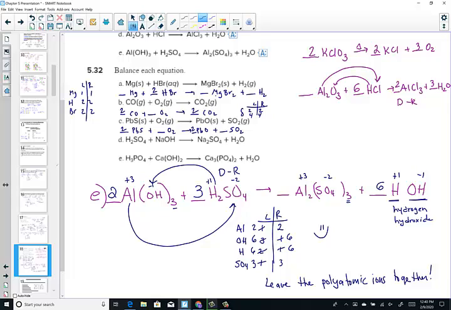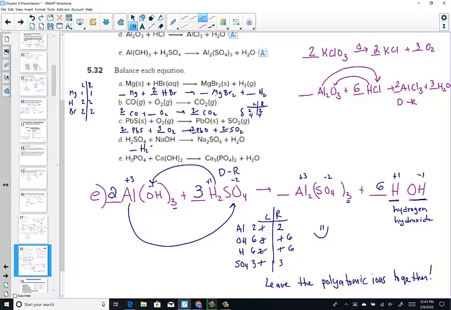2 sulfurs, 4, 5, 6 oxygens, 6 oxygens. 2, 3, 2, 2. If that's too fast, slow down, stop the video, and count it for yourself. 2, 3, 2, 2 gave us 2 leads, 2 sulfurs, and 6 oxygens.